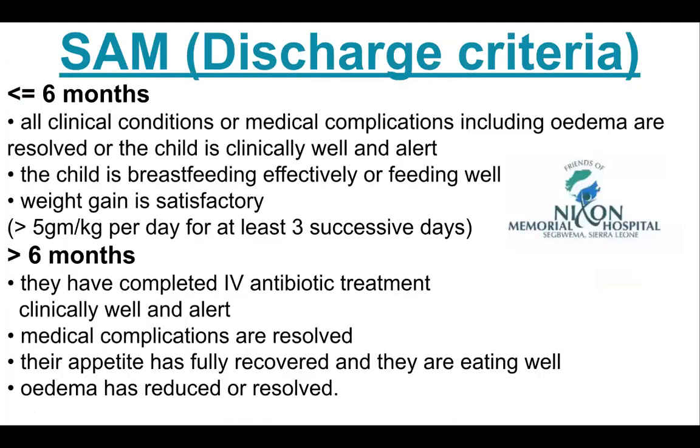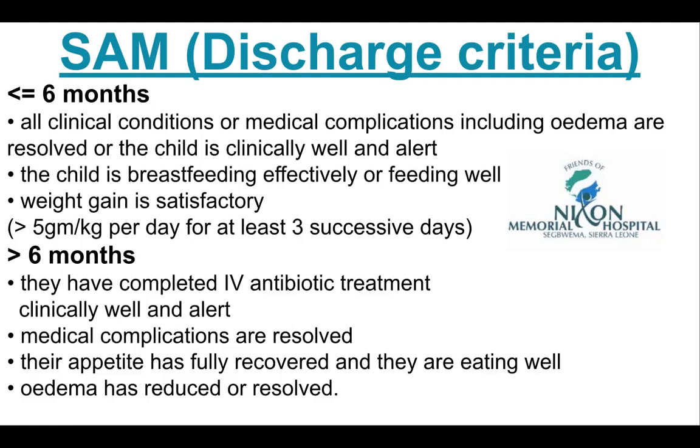So these are the discharge criteria. For children less than or equal to 6 months, all clinical conditions or medical complications, including edema, are resolved, and the child is clinically well and alert. The child is breastfeeding effectively or feeding well, and the weight gain is satisfactory, which is more than 5 grams per kilogram per day for at least 3 consecutive days.